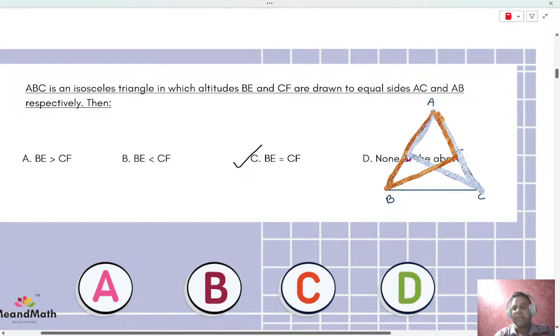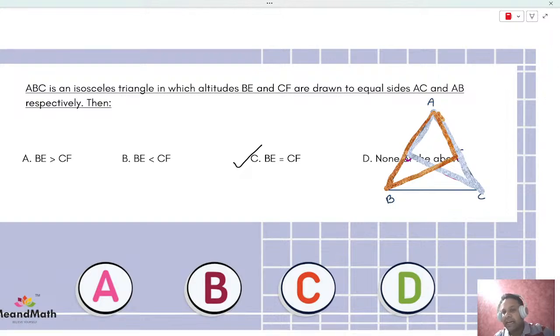This one. Here angle A is common, AB and AC both are equal, and angles E and F, E and F both are 90 degrees.